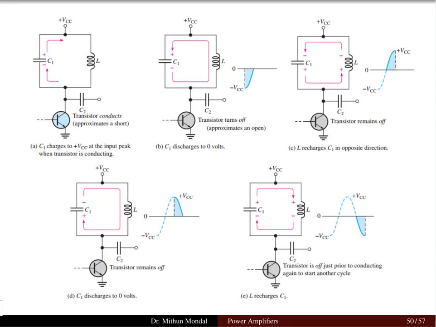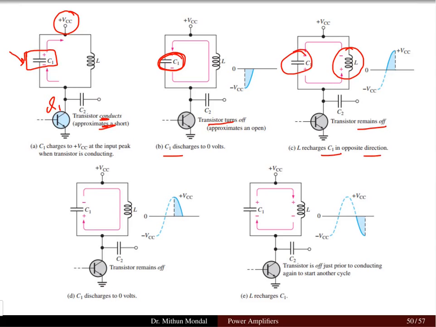Here we can see in the circuit what is actually happening. We have the capacitor C1 in the circuit, and the transistor Q1 is conducting, so the capacitor is approximately shorted. The capacitor C1 is charging to the potential plus VCC at the input peak when the transistor is conducting. Now, if the transistor is off, then the energy present in the capacitor C1 will be discharged to 0 volts. Again, while the transistor remains off, the energy present in the inductor will recharge the capacitor C1 in the opposite direction.